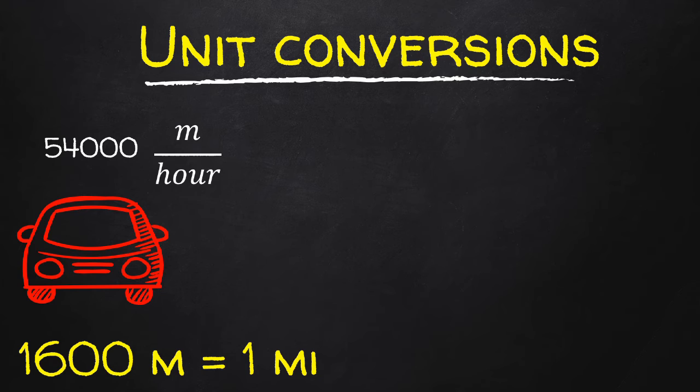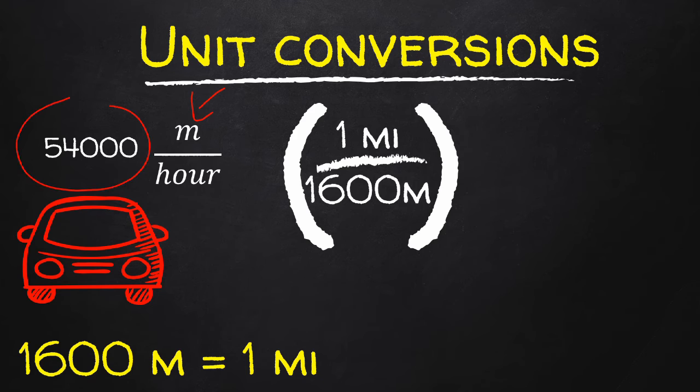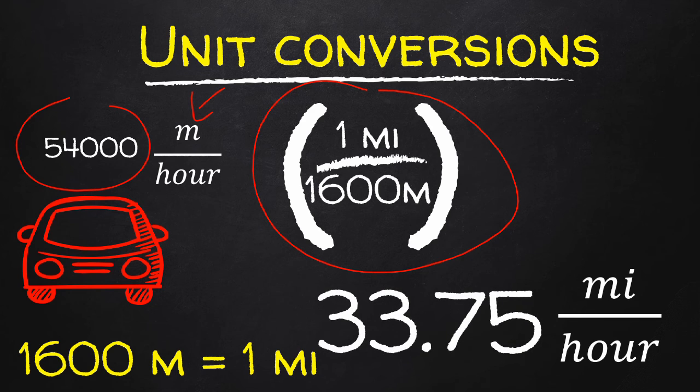We know that we have meters on top right here, which means that we're going to have to create a fraction where meters are on the bottom and miles have to be on top. We just plug in the numbers we already know, where we have that 1 mile is the equivalent of 1,600 meters. Once you've done that, again, all you do is multiply this number by this fraction here. In this case, you end up dividing them, and you end up with 33.75 miles per hour.